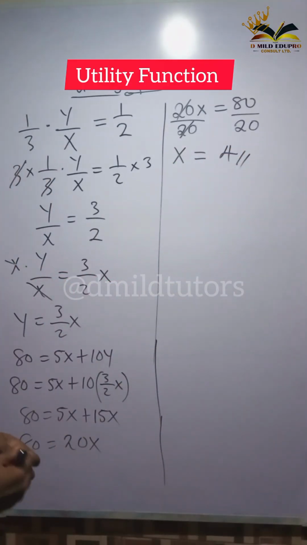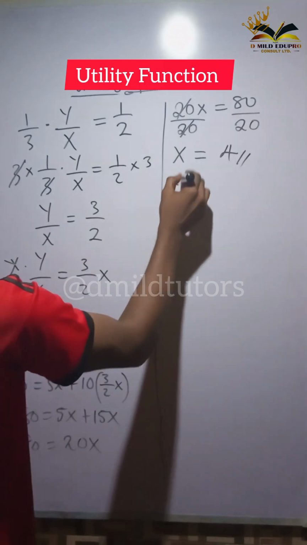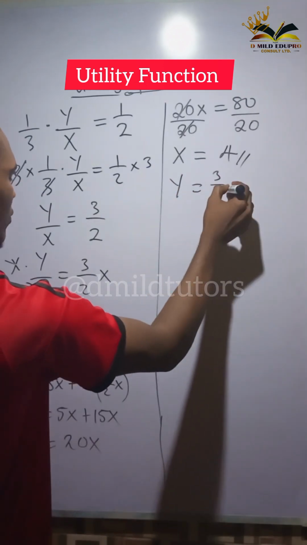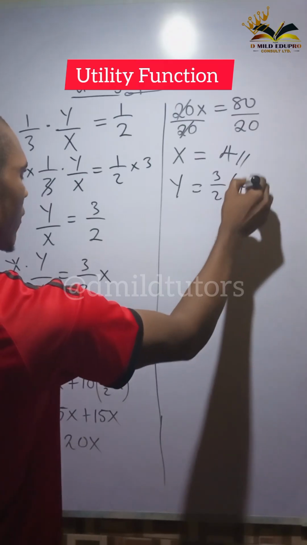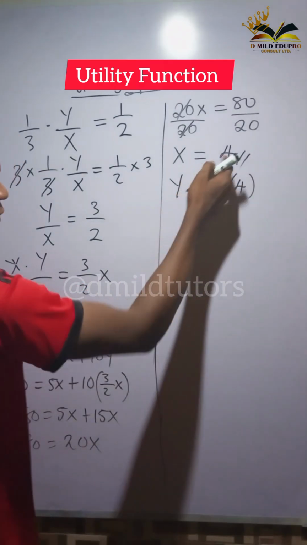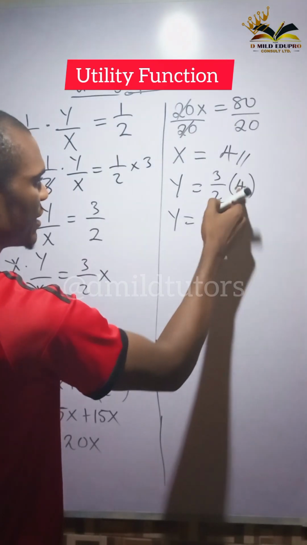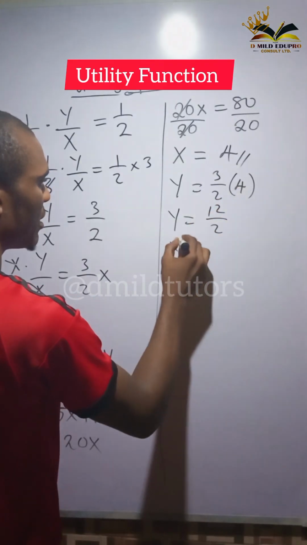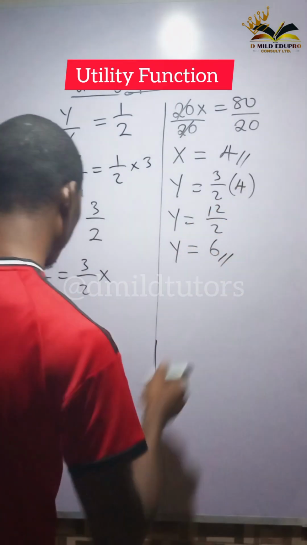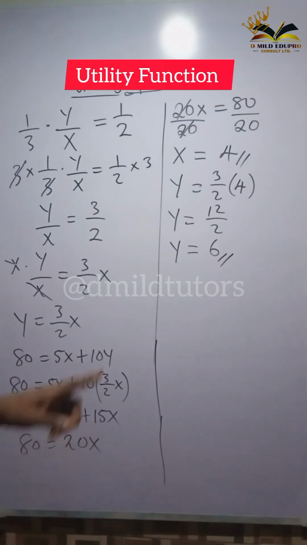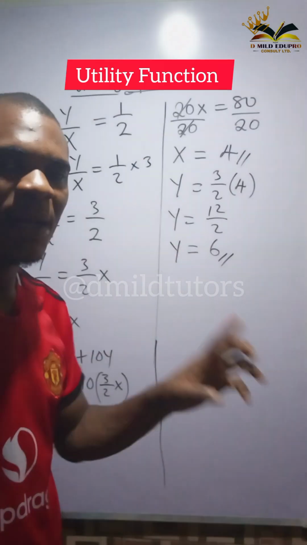Now if x is 4, then what is y? Then we have to get our y, therefore y will be equal to 3 over 2 into bracket 4, because our x is equal to 4 now. Then y will be equal to 3 times 4, that is 12 over 2. Then y is equal to 6. Now we've gotten our x as 4 and our y as 6.